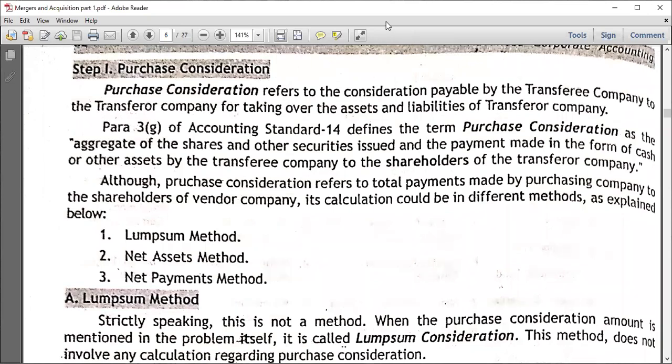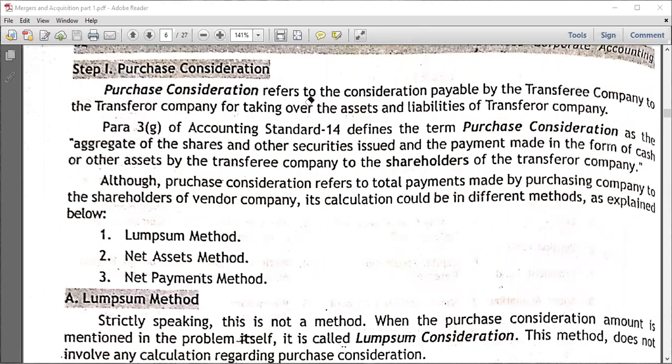Now please remember, we have calculation of purchase consideration. For 6 marks, they can ask either calculation of purchase consideration or opening entries. Now what we need to do, we'll discuss in detail. Okay, we'll go one by one.